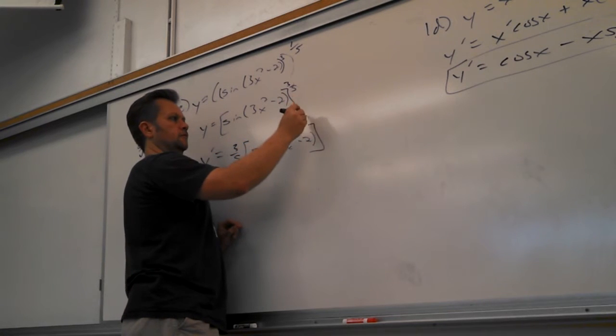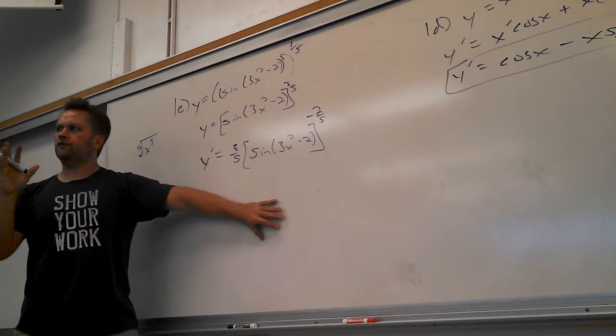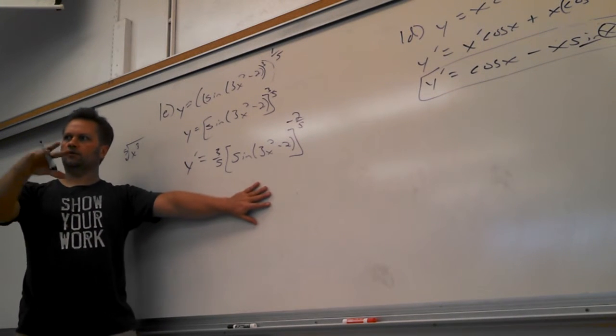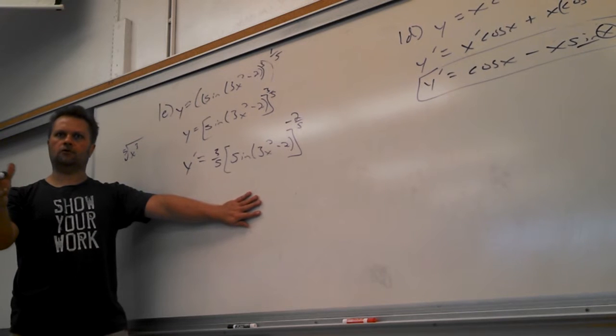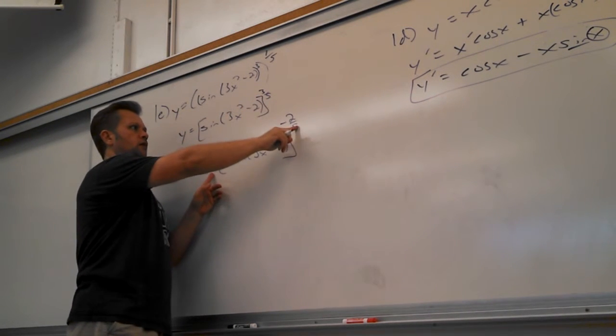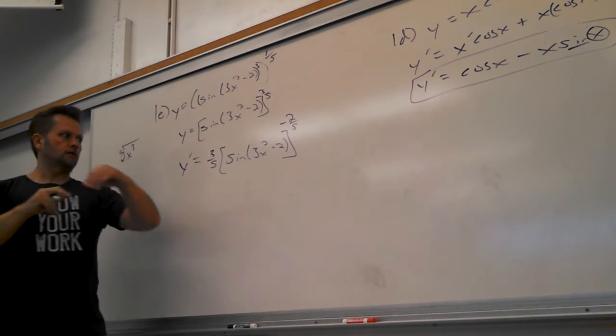Negative 2/5. See, that's one of the most forgotten things. It makes things so much easier if you had to do more after this, but everything after this would be wrong. It sucks. So you got to immediately take that down by 1. When you take a power down, it can't just go away. It's got to go down by 1.